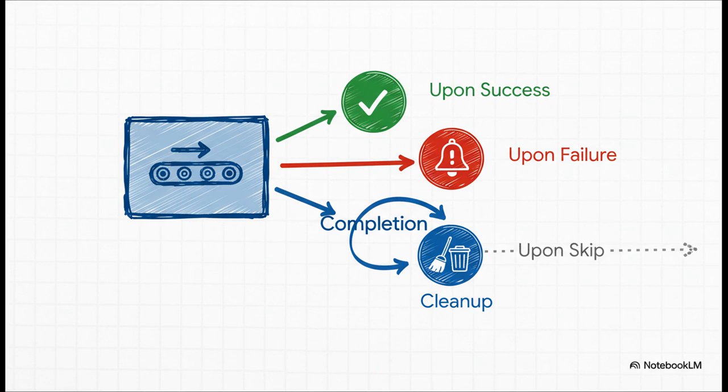Think of them like traffic lights for your data flow. Upon success is your standard green light. Upon failure is your emergency path. That's when you send an alert. But for our cleanup task, we need upon completion. This is the one that runs no matter what happened before. Success, failure, it doesn't matter. Understanding this control flow is what separates a fragile pipeline from a resilient one.